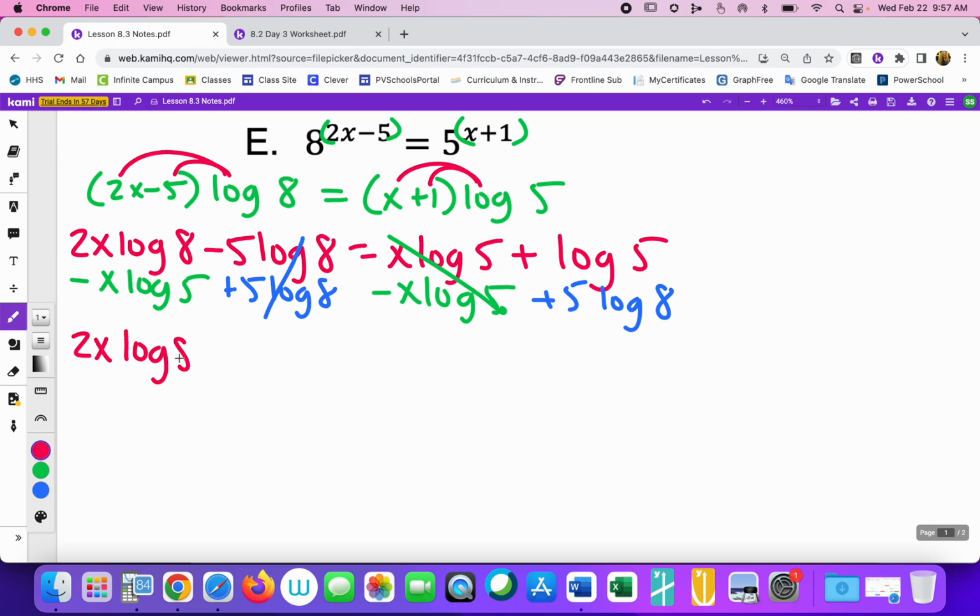So we have 2x log 8 minus x log 5. We can't combine those in any way, so you just keep them separate. Okay. If it's not fully clicking, make sure you're writing down everything that I am. And then over here, I have log 5 plus 5 log 8. So I just swap the two so that the x's are on the same side and then the non-x's are on the other. Questions as of this point? We're going to be done in 2 more steps.